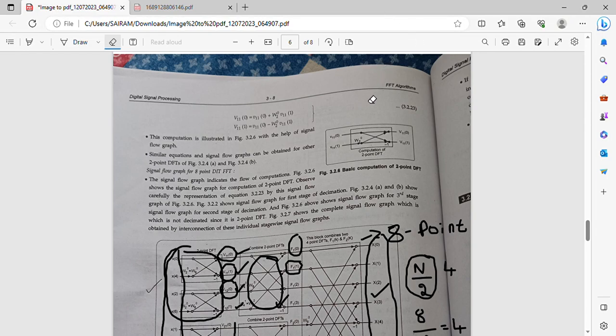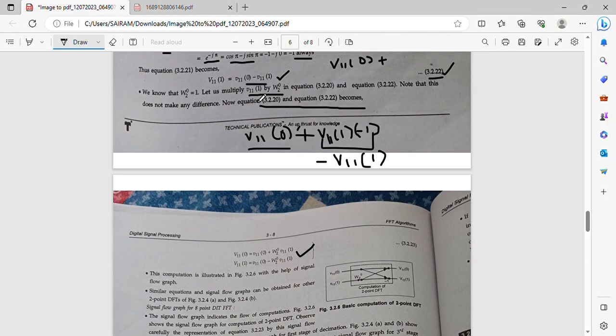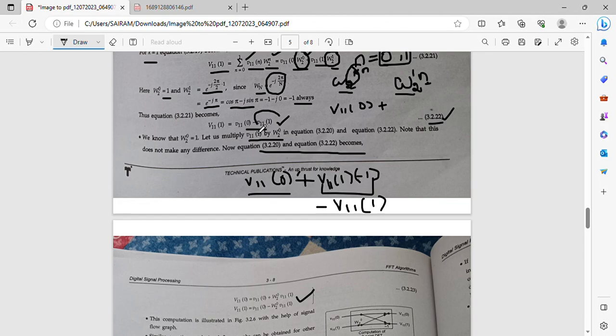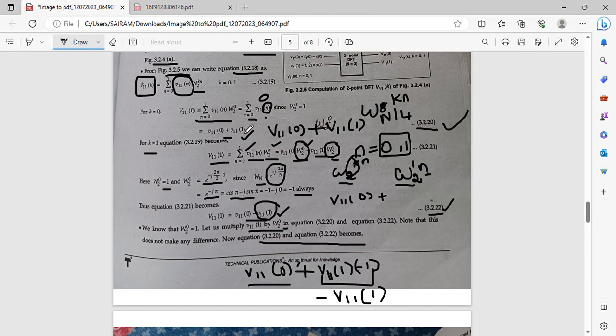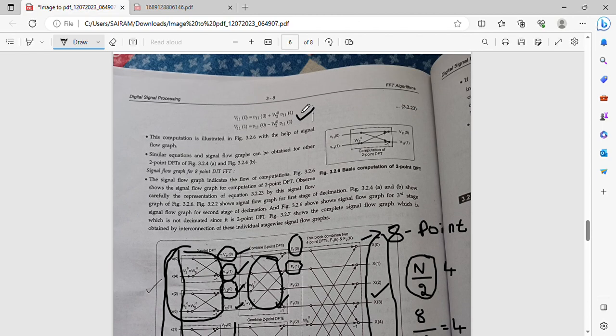Okay, so you're going to get the resultant as v11 of 0 plus omega 2 to the power of 0 into v11 of 1, and v11 of 1 is equal to v11 of 0 into omega 2 to the power of 0 v11 of 1, right? So what it is trying to tell us is that here there is a v11 of 1, and you have to multiply it by omega 2 to the power of 0. Here also there is a v11 of 1, so you have to multiply this too by omega 2 to the power of 0. Then you get this equation. Okay? So you'll get this equation, right?